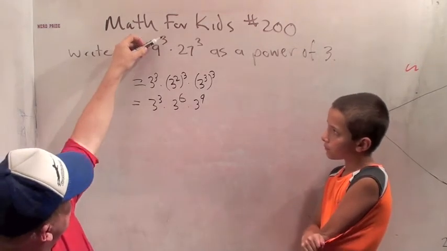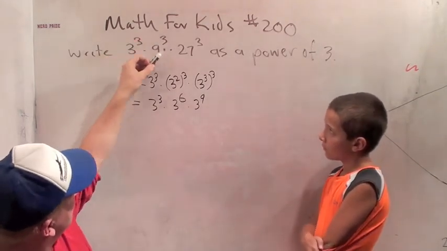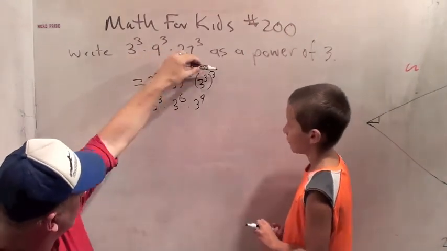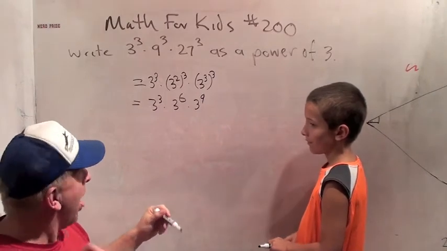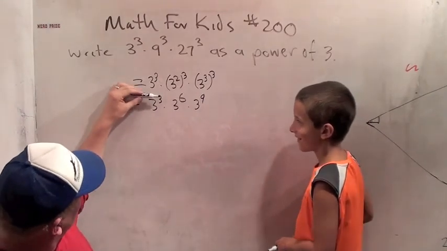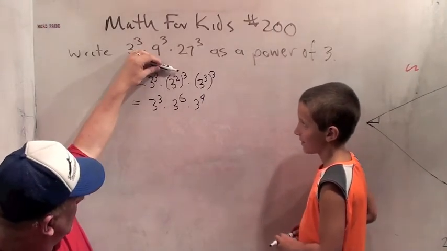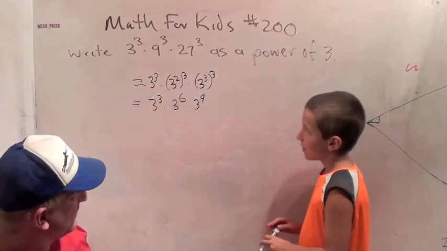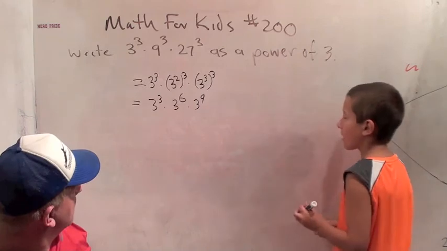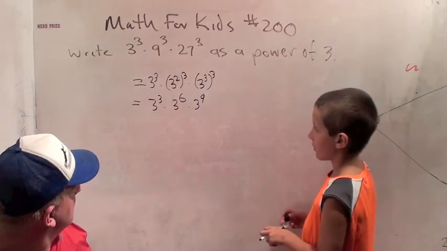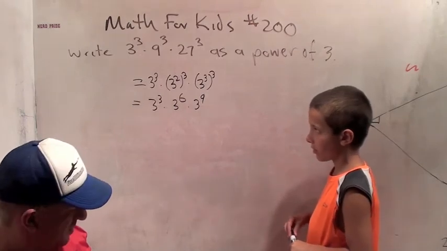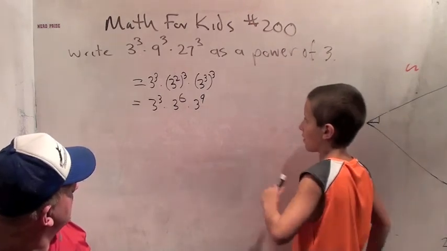3 cubed times 9 cubed times 27 cubed is the same as 3 cubed times 3 squared cubed times 3 cubed cubed, which is the same as 3 cubed times 3 to the 6th times 3 to the 9th. Okay? Now what? Now, when the powers have the same base and multiply, they add. We can put that rule in. Okay. So what do you get now?